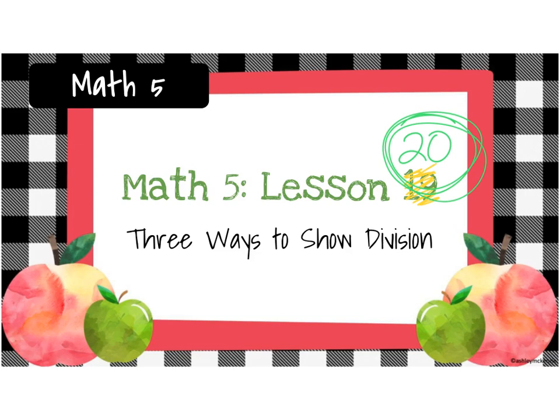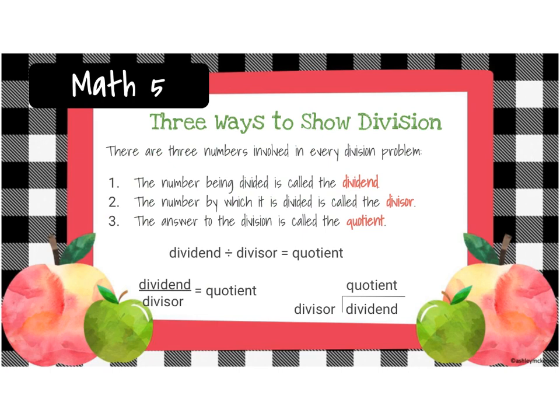Okay, so today we're doing lesson 20. I just forgot to change the 19 to 20, but we are covering 3 ways to show division. So today we are going to talk about the terms that we will be referring to when we start working with division. Those vocabulary words are dividend, divisor, and quotient, and it's something that a lot of times students will confuse with one another. A lot of people get dividend and divisor mixed up.